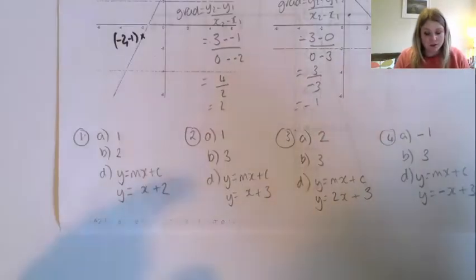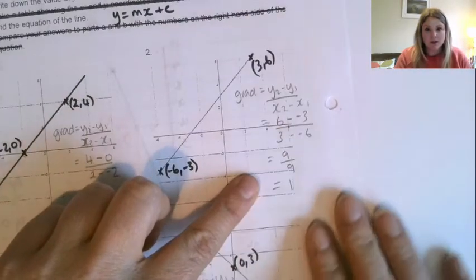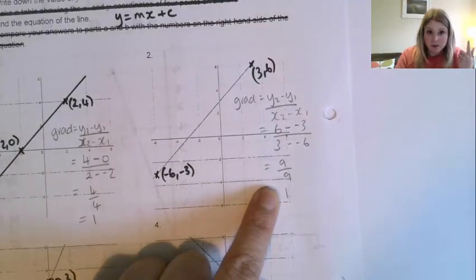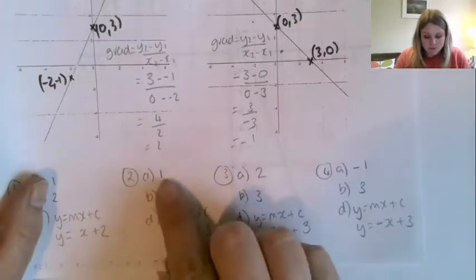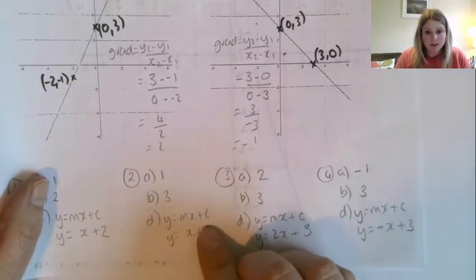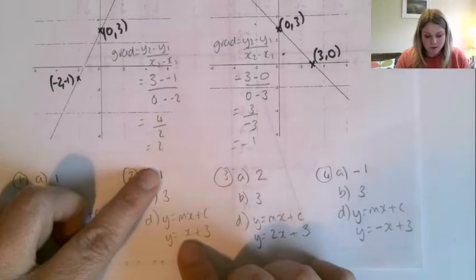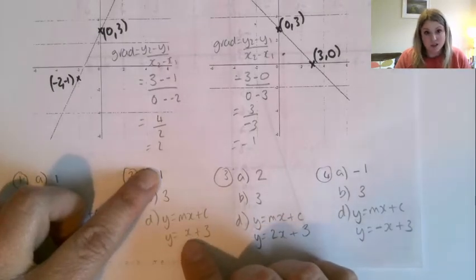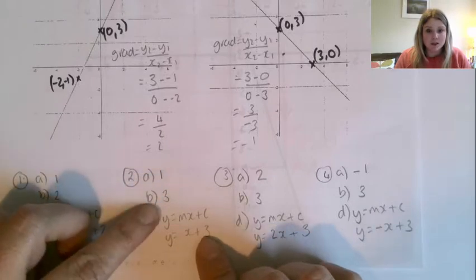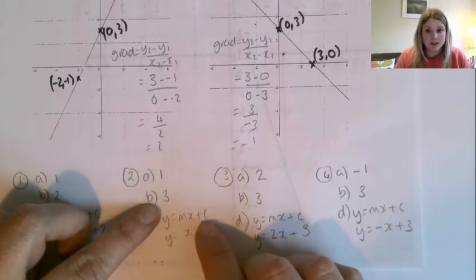Exact same method for the rest of them. Here's my working out for the gradient in question 2. I also got a gradient of 1 there. The y-intercept was 3. So the equation of my line, y equals mx plus c: the gradient was 1, so 1 in front of the x, or you can leave it out. And then the y-intercept was 3, so that's why it's plus 3 there, because that goes in for c.